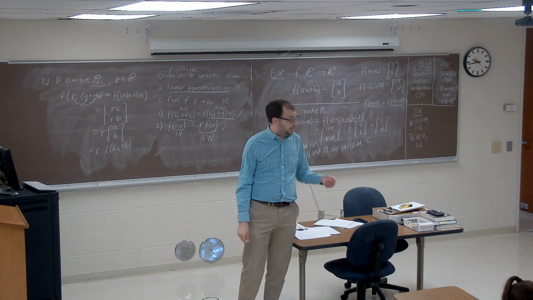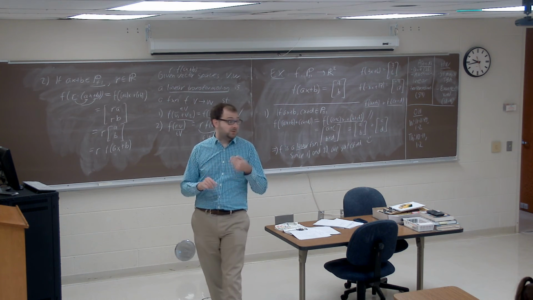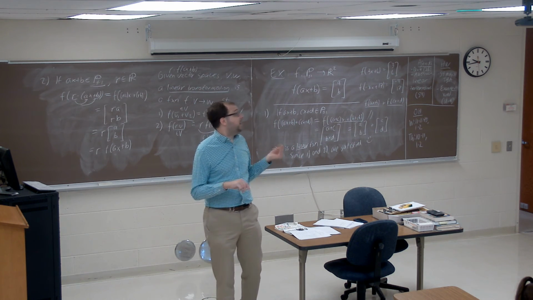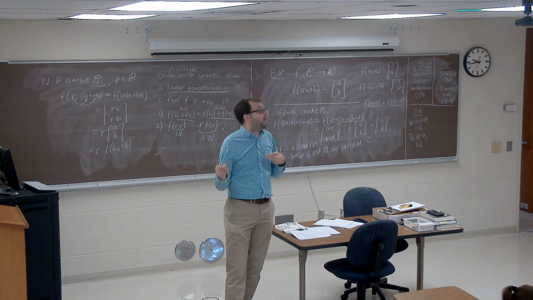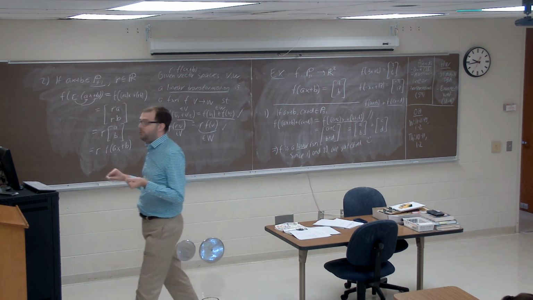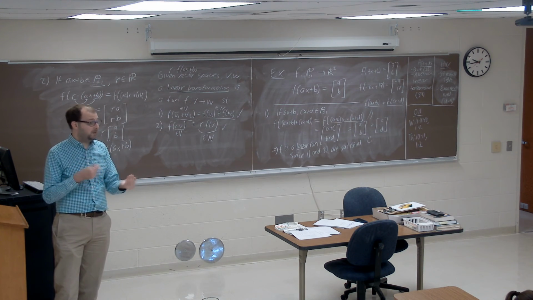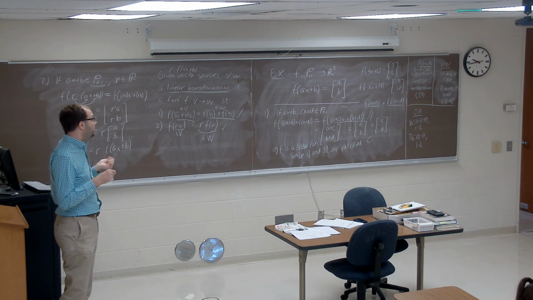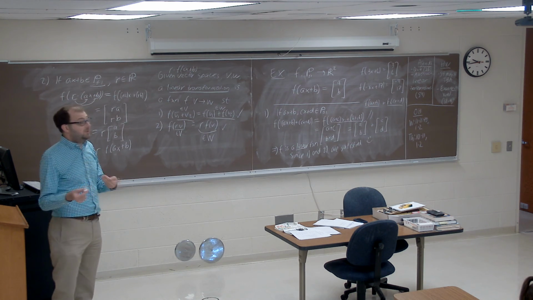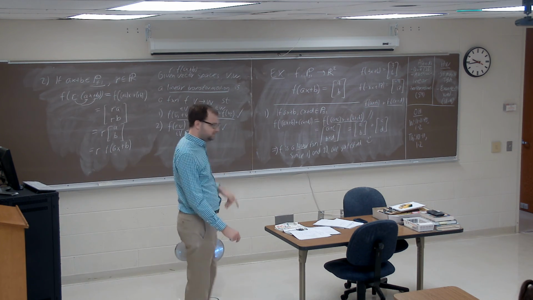So in other words, we can define image and kernel of a linear map between two vector spaces in the same way that we could define it between Rm and Rn. The image is the range, the set of all things that actually get mapped to by your function. The kernel is the set of all things that get mapped to 0.